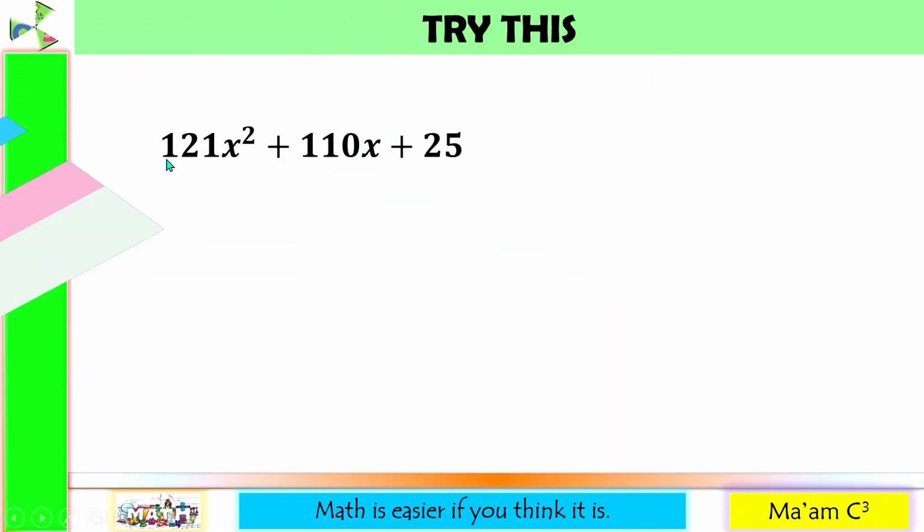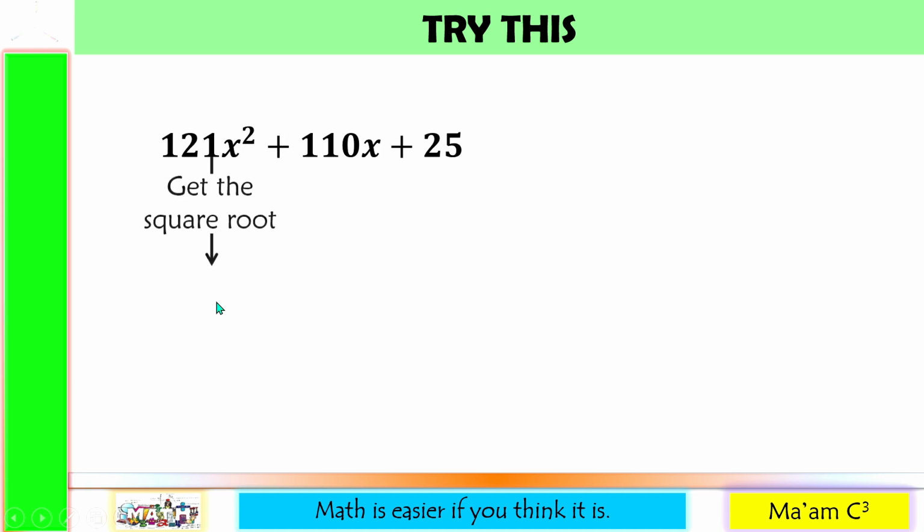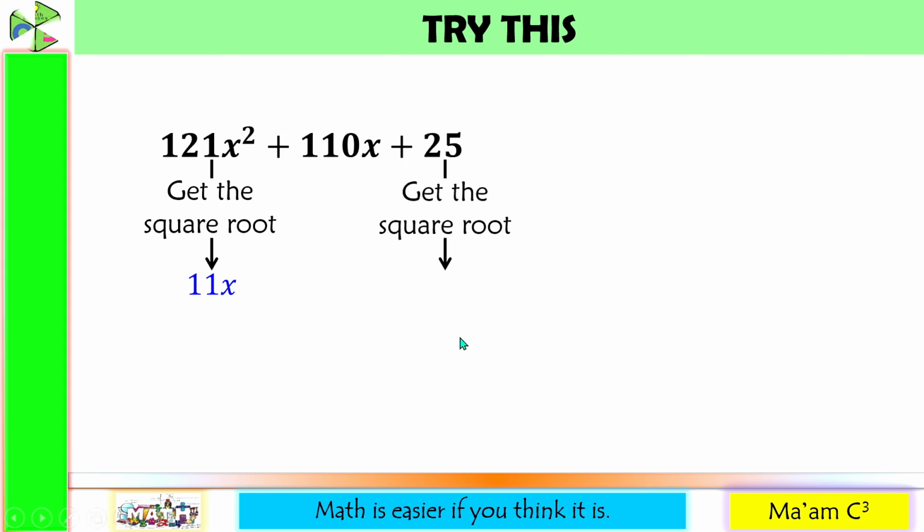Try this. We have here 121x squared plus 110x plus 25. Let us get the square root of the first term. The square root of 121 is 11. The square root of x squared is x, so we have 11x. The square root of 25 is 5. Multiply them together and multiply by 2. 11x times 5 times 2. 2 times 5 is 10. 10 times 11x is 110x. And it is the same as our middle term. So this is a PST.